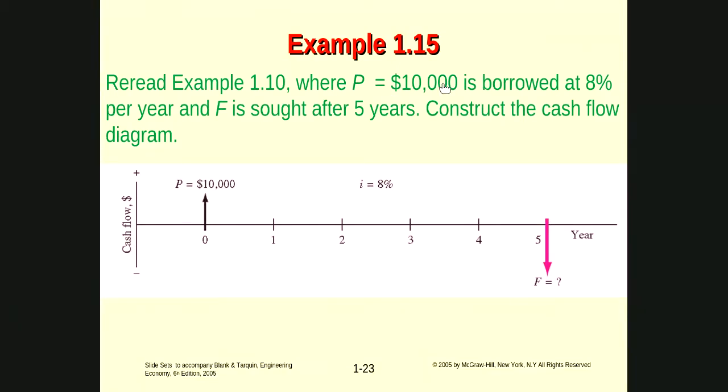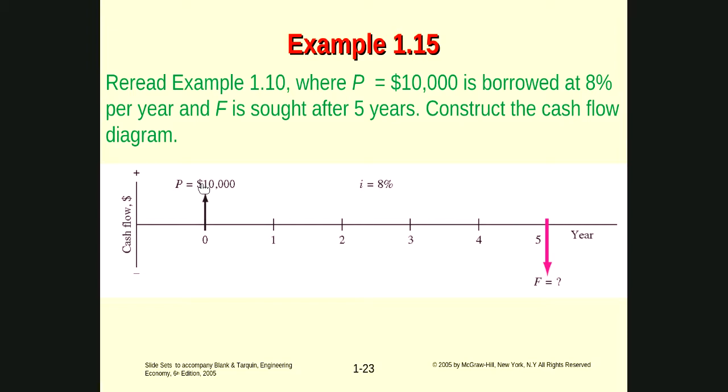Present P is 10,000 borrowed at 8% per year, and F is sought, meaning it is paid after 5 years. Construct the cash flow. This is a similar example of what you could have in the questions. You draw a straight line and identify the starting point, which is 0, and the present, which is the 10,000 borrowed.